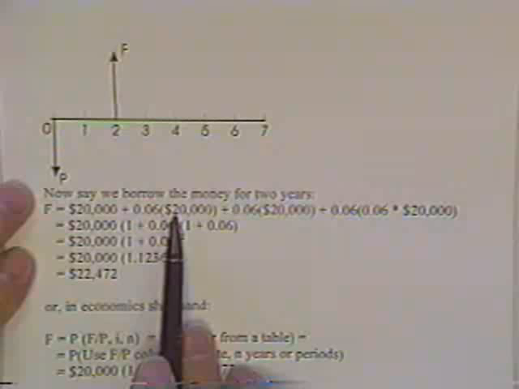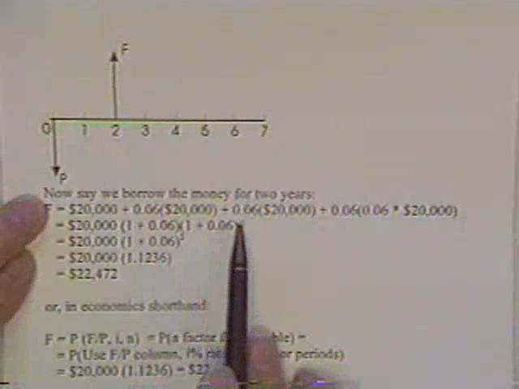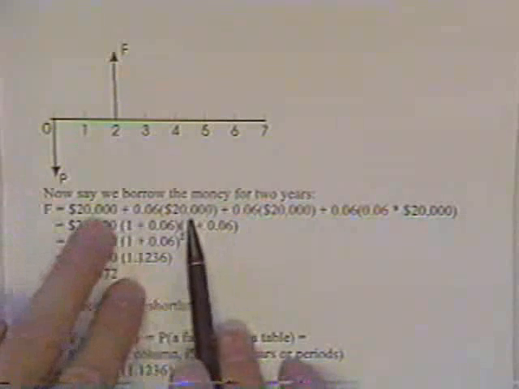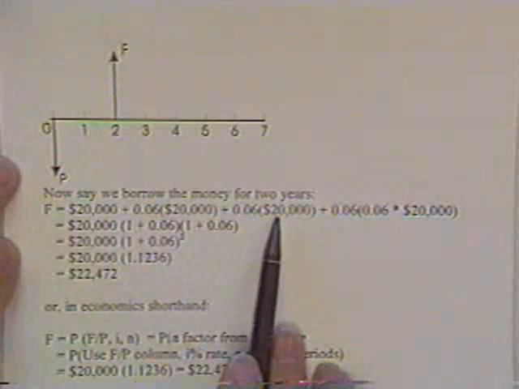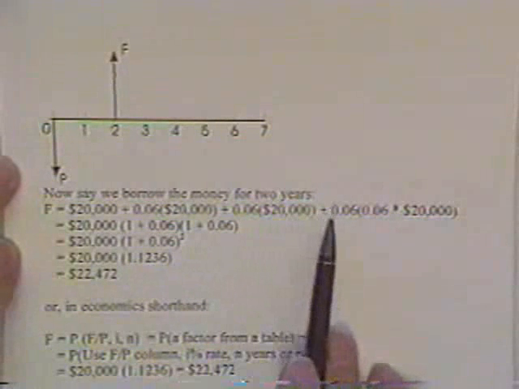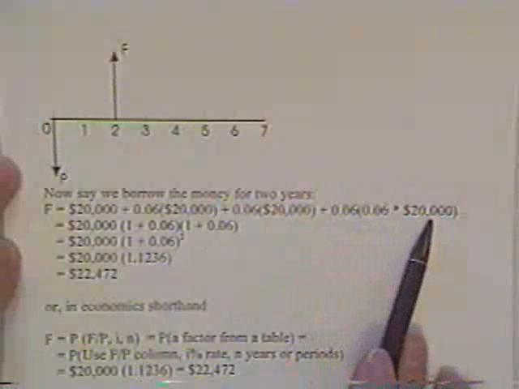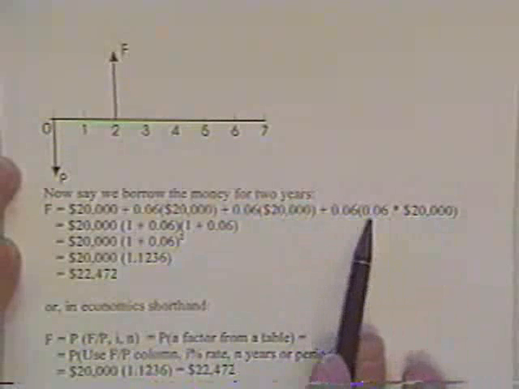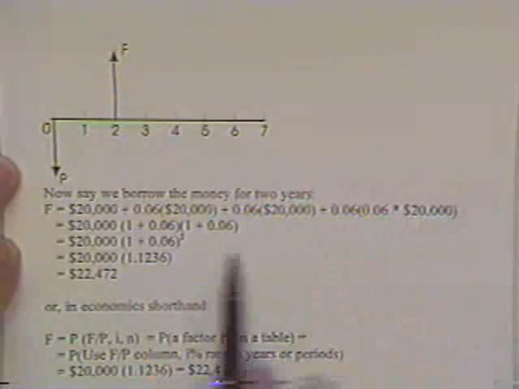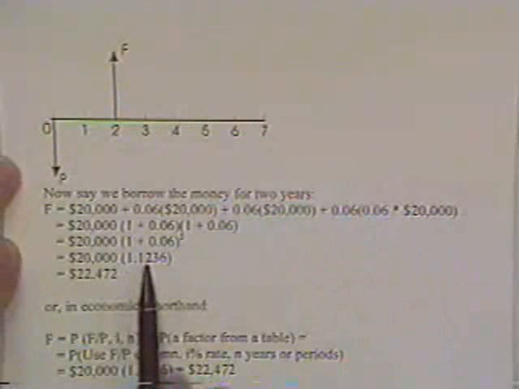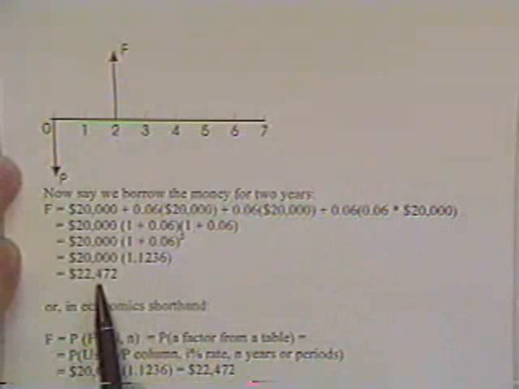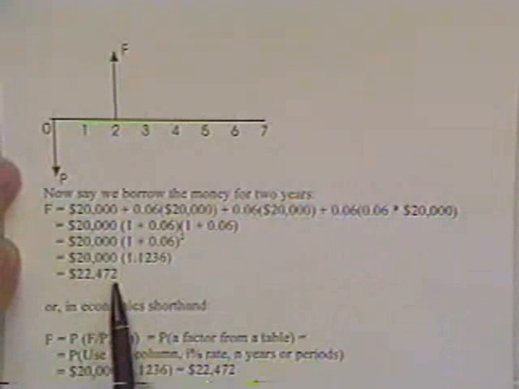If I would like to borrow it for another year, then I will owe him some more money on top of what I already owe him. I'll owe him 6% of $20,000 because I borrowed $20,000 for another year. And then I'll also owe him 6% of the interest that I owed him at the end of the first year, which comes out to 20,000 times 1.06 squared, which is a new number, and so at the end of 2 years I'd owe him $22,472.